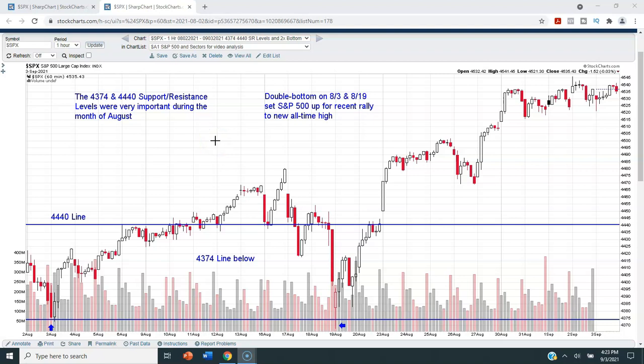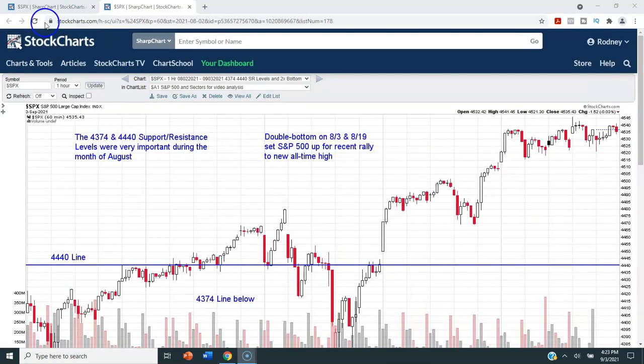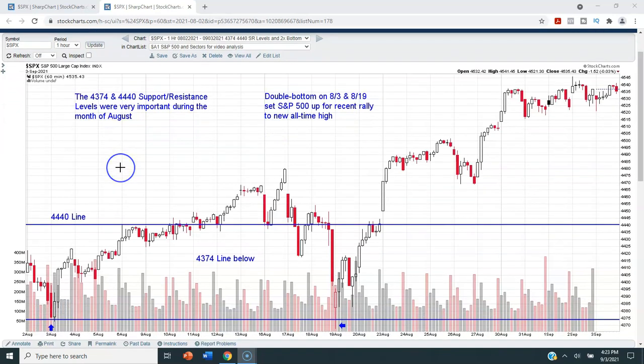Today we will be doing technical analysis on the S&P 500 for the week ending Friday, September 3rd, 2021. And for this analysis, we will be using stockcharts.com.